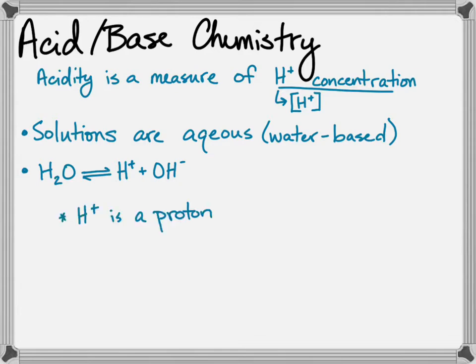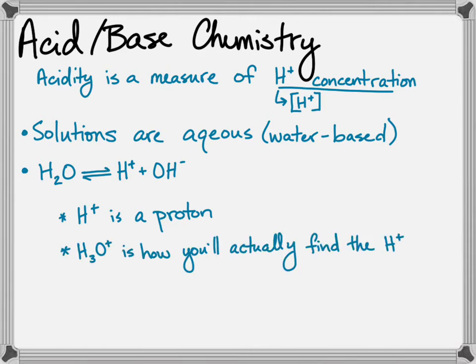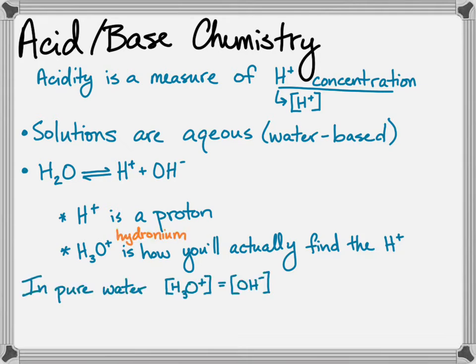Remember that H plus ions, hydrogen ions, are just protons with no electrons. So in reality, you're going to find them as a hydronium ion, H3O plus. So let me spell that for you. All right, there it is. And in pure water, you're going to find that the hydronium ion concentration is equal to the hydroxide ion concentration, because for every water molecule that dissociated into a proton, there was also a hydroxide, the OH minus, that's hydroxide. There was one of those produced. So their concentrations are equal.